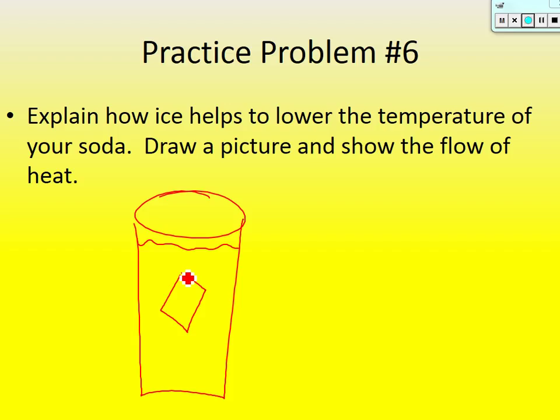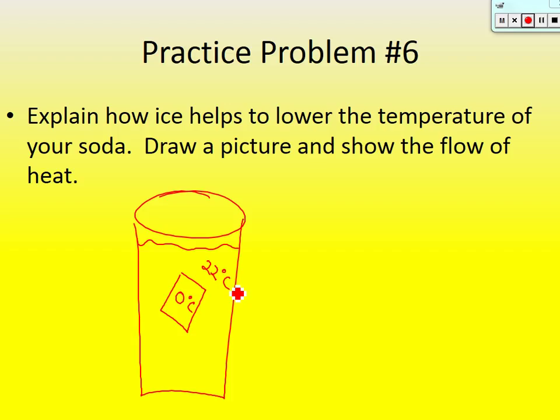Absorbs heat. Yeah. The ice, what temperature is the ice at, guys? 32. Yeah, if we do Celsius, 0 degrees Celsius. It's freezing, right? What temperature is your soda when it comes out of the fountain? About room temperature. What is that, about 22 degrees Celsius? Why are we doing Celsius? Because we're in science, and we use the metric system, Celsius, for temperature.